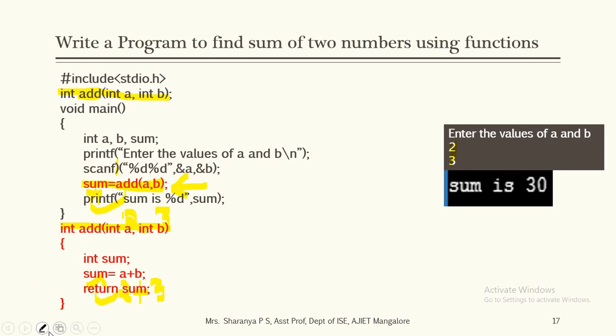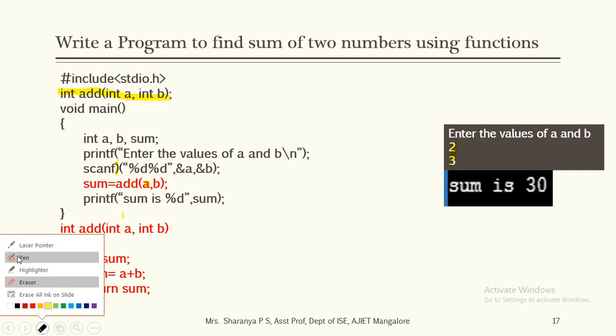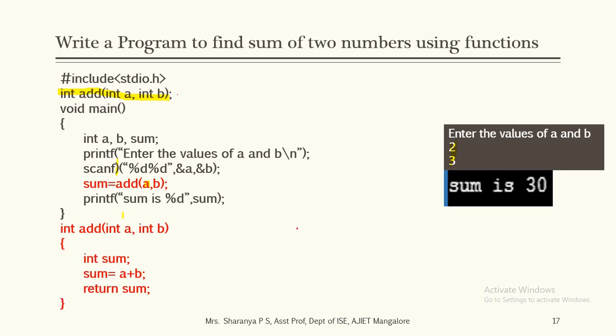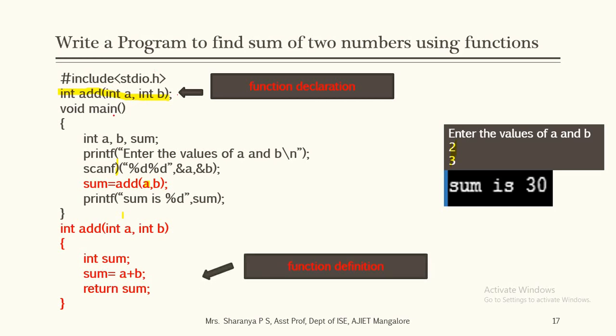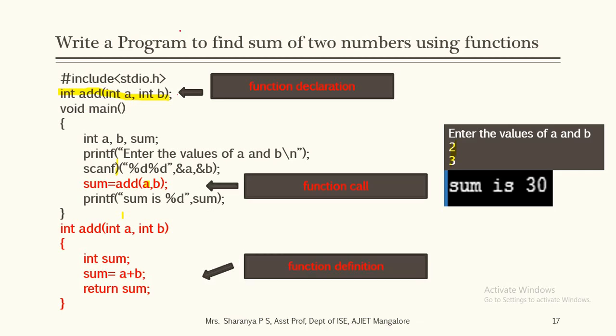Now let us look at how this entire program will work, the way it is going to execute with the different statements, and the way the computation will work. First, we have declared the function with its return type, function name and parameter list. Then we have written the function definition, and in the main we have called the function. These are the three elements that we have discussed.